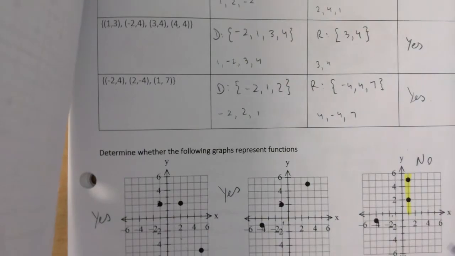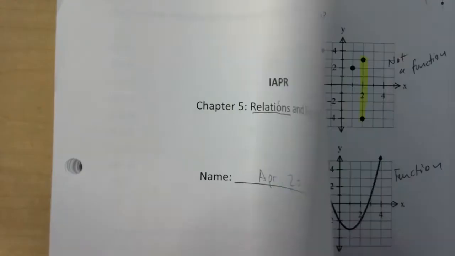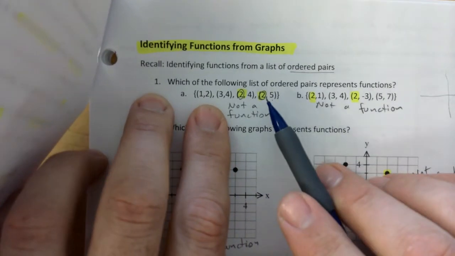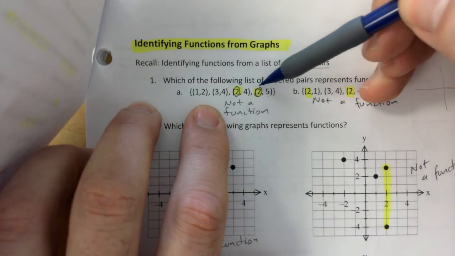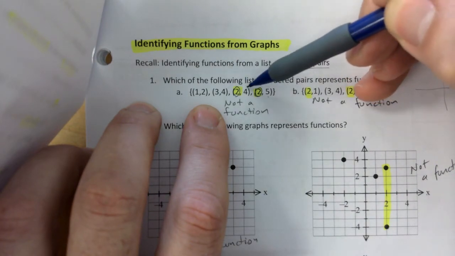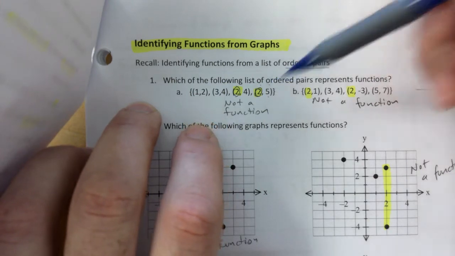We looked at just a bunch of points. If I gave you points like this, how could you tell if that's a function? Well, if the same x value points to different y values, it's not a function. Right away you could tell.